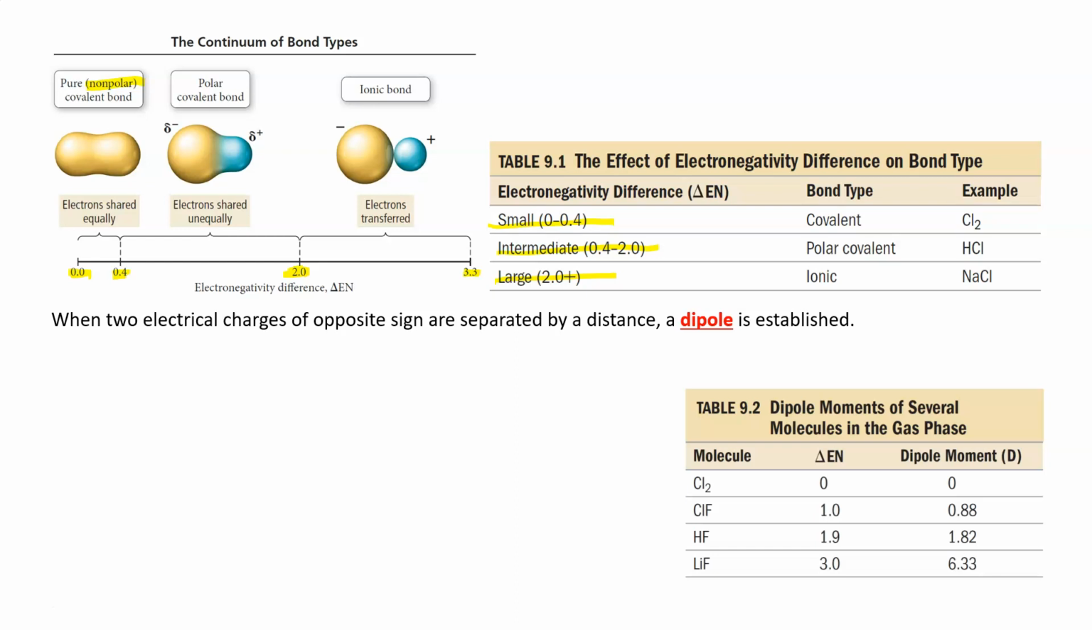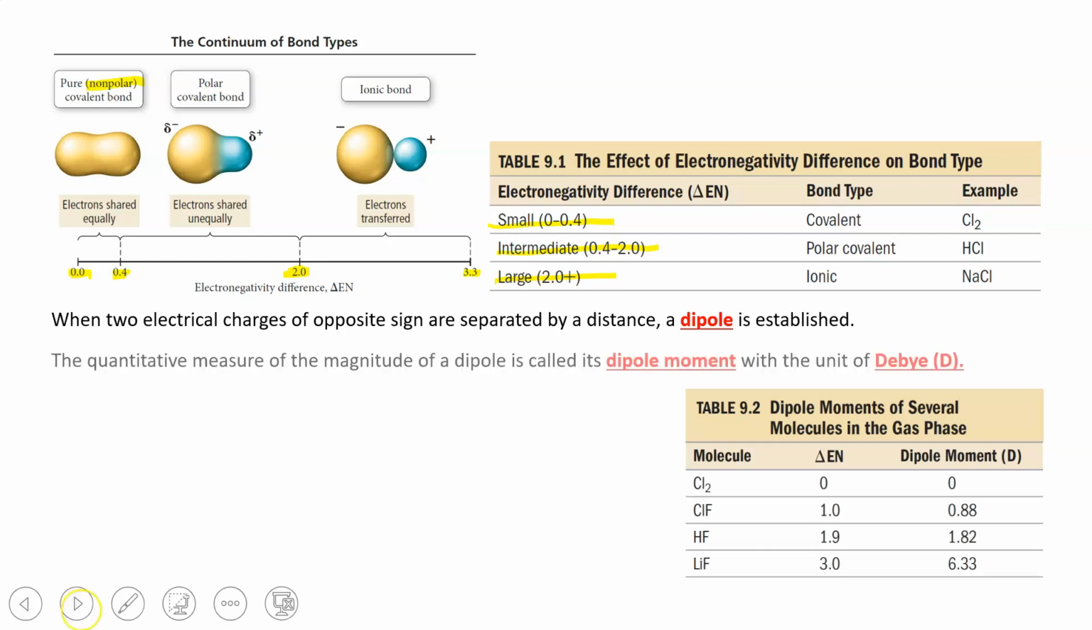When two electrical charges of opposite sign are separated by a distance, a dipole is established. You could think of a magnet as a dipole. It's anything that's got one end that is positive, the other end that's negative, and there's a little bit of distance between the two ends. Oh, and by the way, any molecule is going to have a dipole in it.